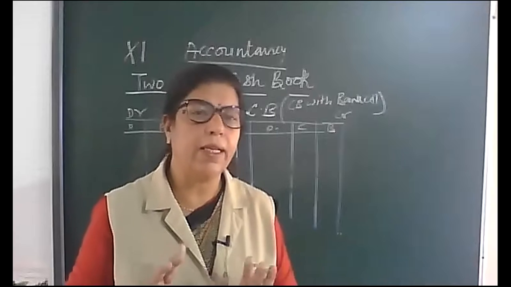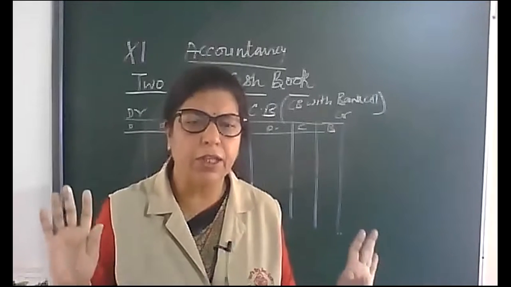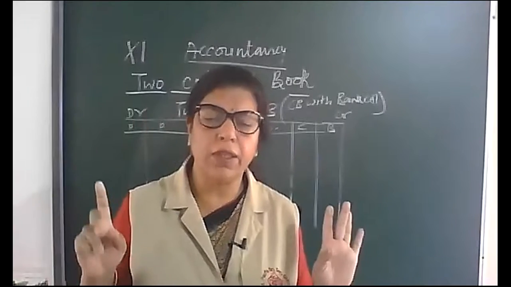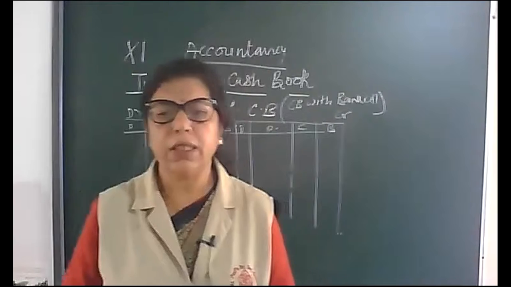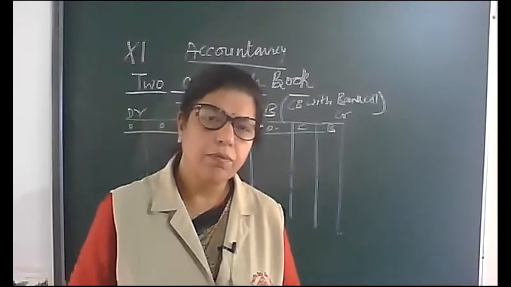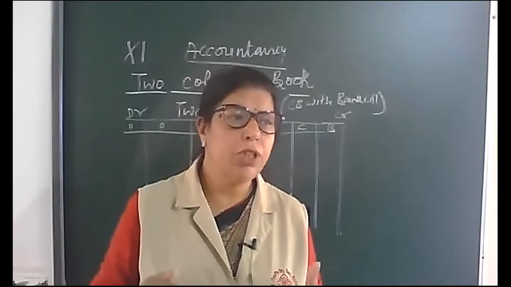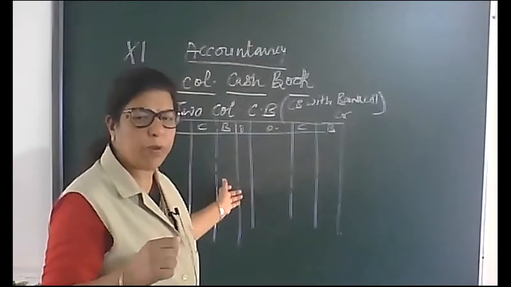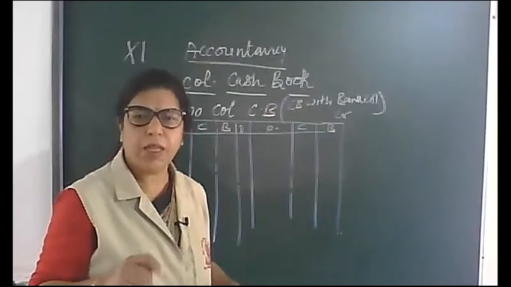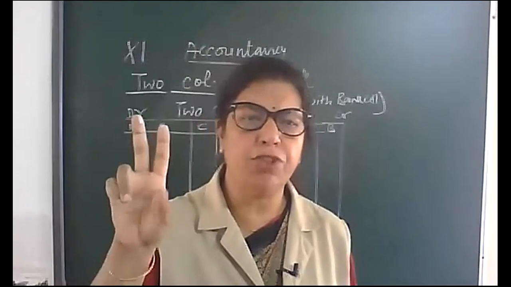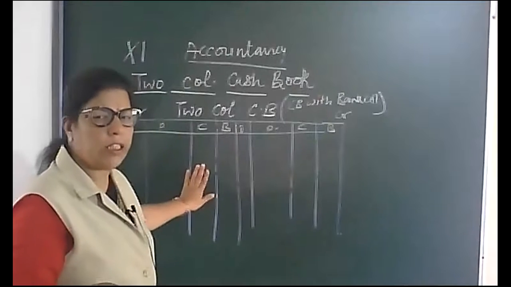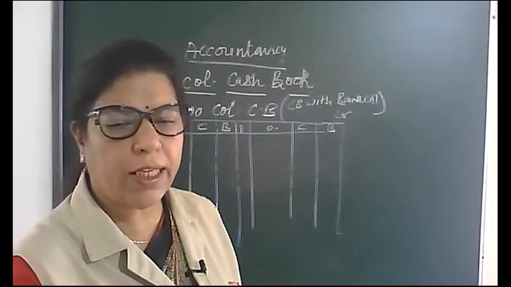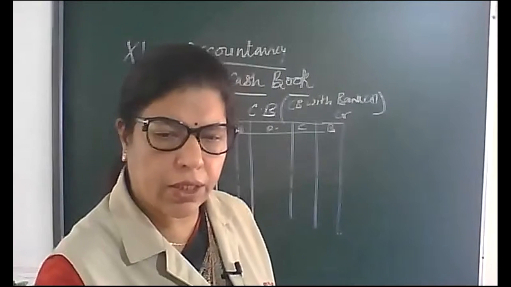See, in present scenario, it is not possible for the businessman to run the business or to survive in this fast competitive market without a bank account. Maximum transactions are performed through bank. That's why a businessman prepares cash book with bank column. In the same cash book, they have two columns. One is for cash, another is for bank. Okay, and the process will be same as I explained in single journal entry.